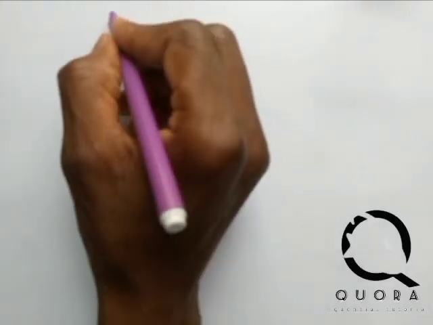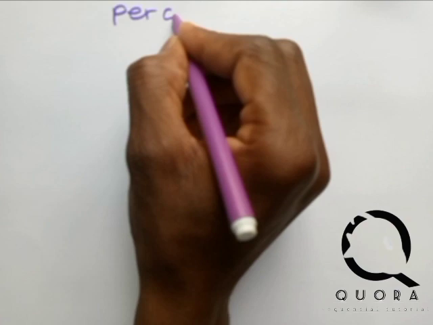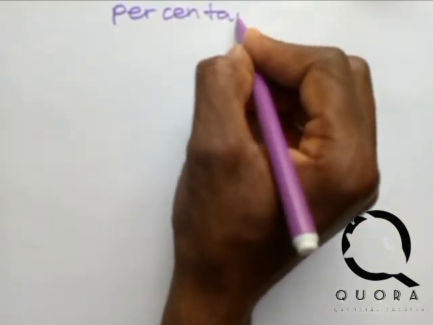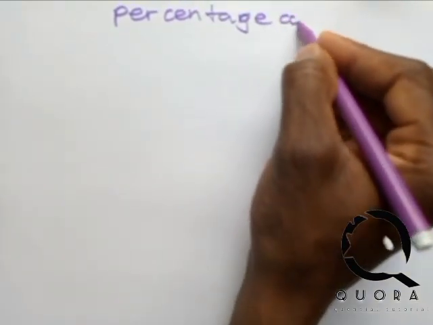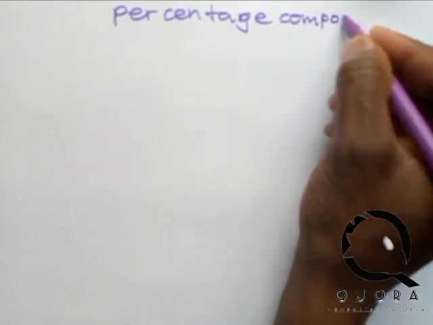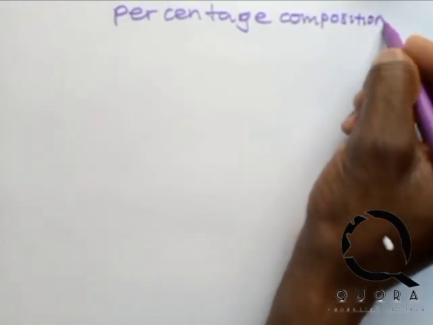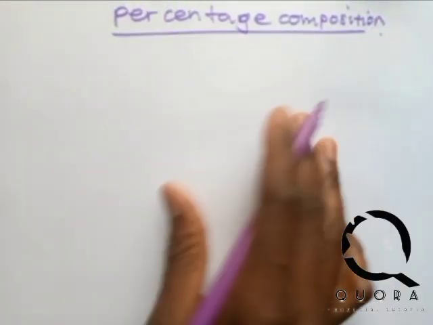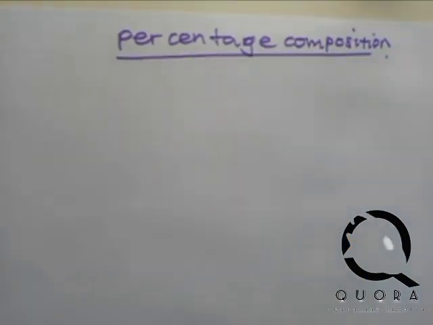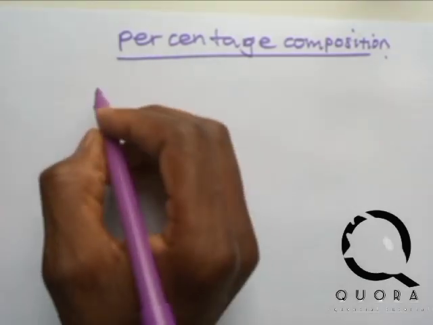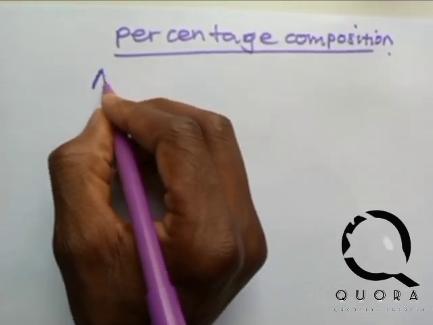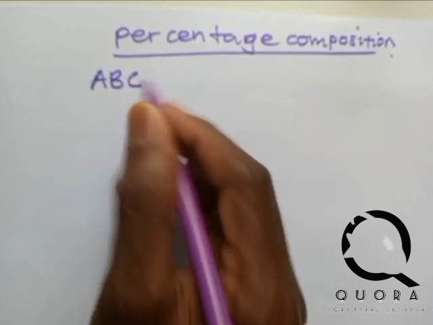Okay, so now I want to explain percentage composition. For percentage composition, what they mean is we can have a compound which is going to be made up of different elements. Suppose you have a compound which is A, B, C.